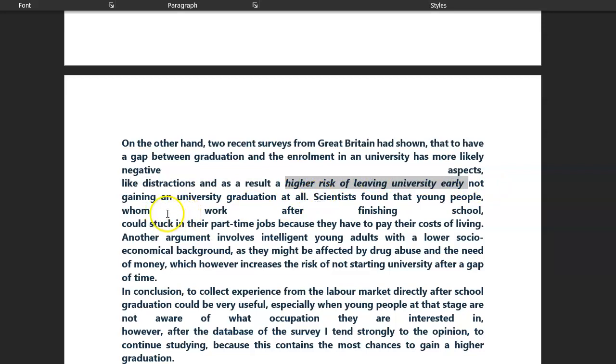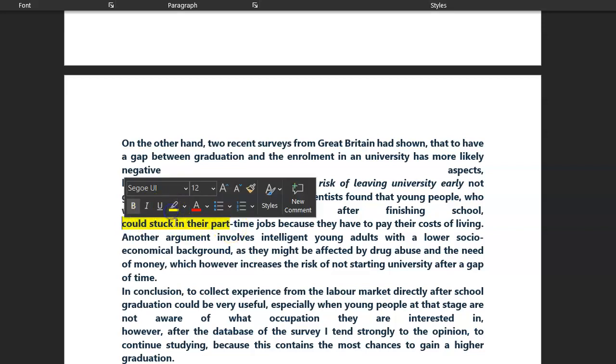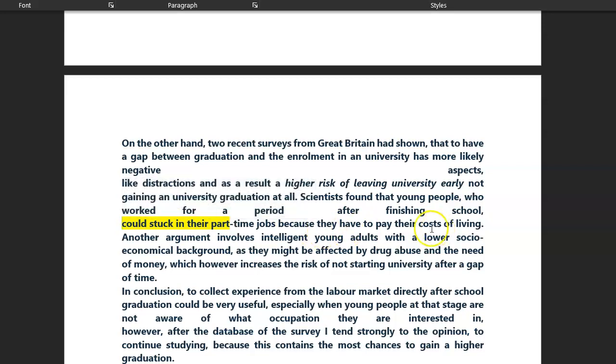Scientists found that young people who, not whom there, because it's a subject, who worked for a period after finishing school. Now, watch out for getting stuck. Again, that's too informal. Were more likely to stay with a part-time job, or more likely to remain working part-time in order to pay their living costs. Another argument involves intelligent young adults. The lower they might be affected by drug abuse and the need for money, which increases the risk of not starting. Yes, good, really nice. Good arguments there, really nice. And I like how you've started with the surveys on that paragraph and then developed it afterwards. I think that's quite a stylish way of doing it.